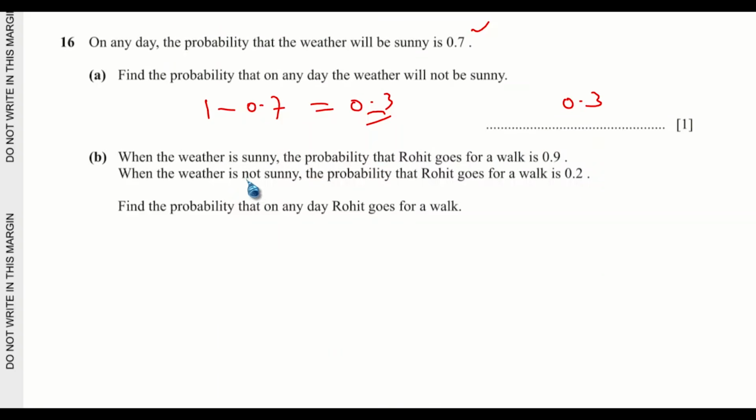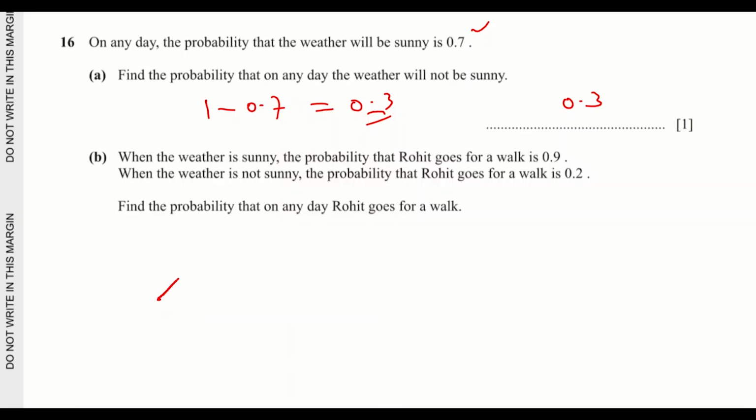16b. When the weather is sunny, the probability that Rohit goes for a walk is 0.9. When the weather is not sunny, the probability that Rohit goes for a walk is 0.2. Find the probability that on any day Rohit goes for a walk. So we can use probability 3 to get our answer easily.